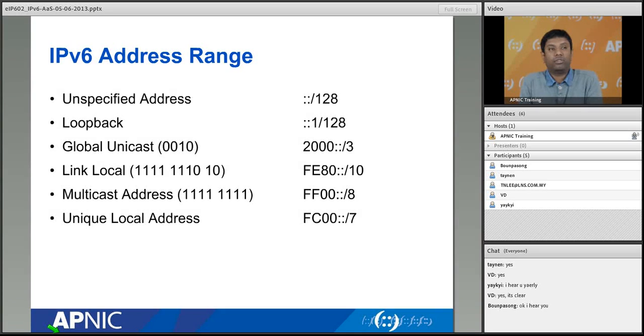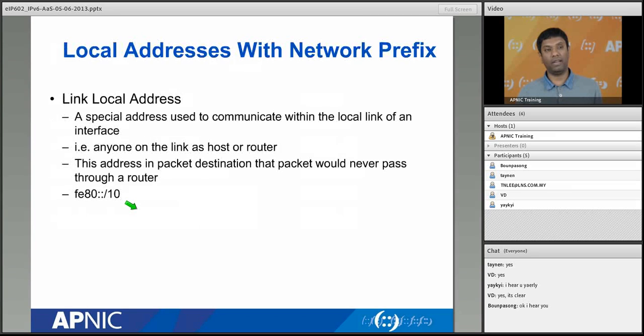IPv6 address ranges: unspecified address ::/128, loopback ::1/128, global unicast 2000::/3, link local address FE80::/10, multicast address FF00::/8, and ULA prefix FC00::/7. So that's the range of addresses that we have. The ULA prefix is sort of a prefix that is used as a private address in IPv6.